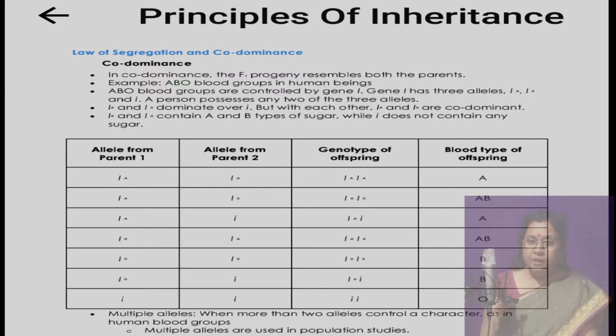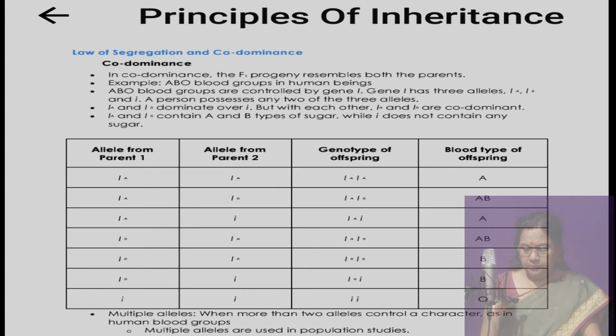And when the neutral allele IO or small i is present, the person's blood group will be O, and the surface antigen on the RBC will be absent, but the antibodies A and B will be present. So, theoretically, we can say that the blood group O is the universal donor, especially O negative, and the blood group AB is the universal recipient.